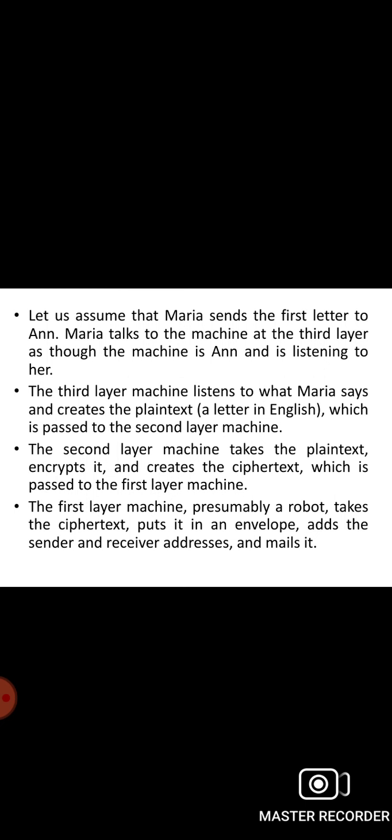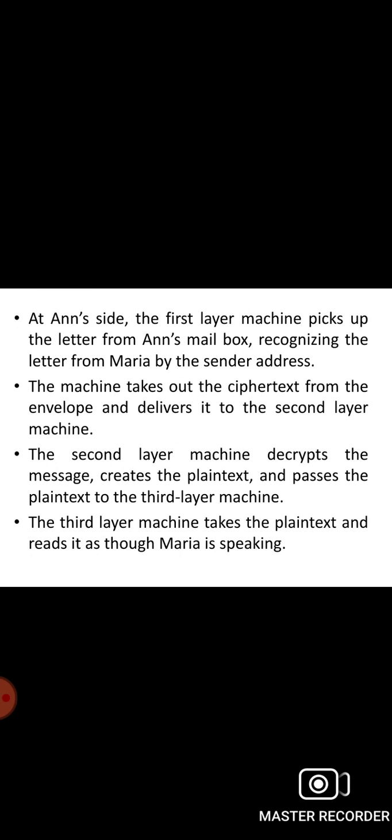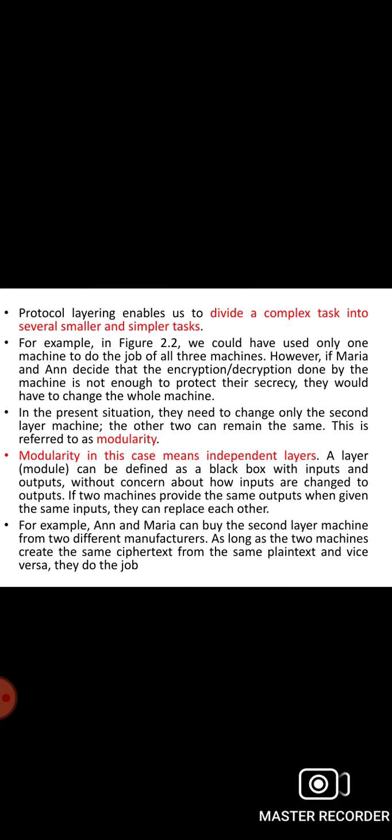and mails it. So at Anne's side, the first layer machine picks up the letter from Anne's mailbox, recognizing the letter from Maria by the sender address. The machine takes out the ciphertext from the envelope and delivers it to the second layer machine. The second layer machine decrypts the message and creates the plain text and passes the plain text to the third layer machine. The third layer machine takes the plain text and reads it as though Maria is speaking. That's how they both communicate with each other without any disturbance.